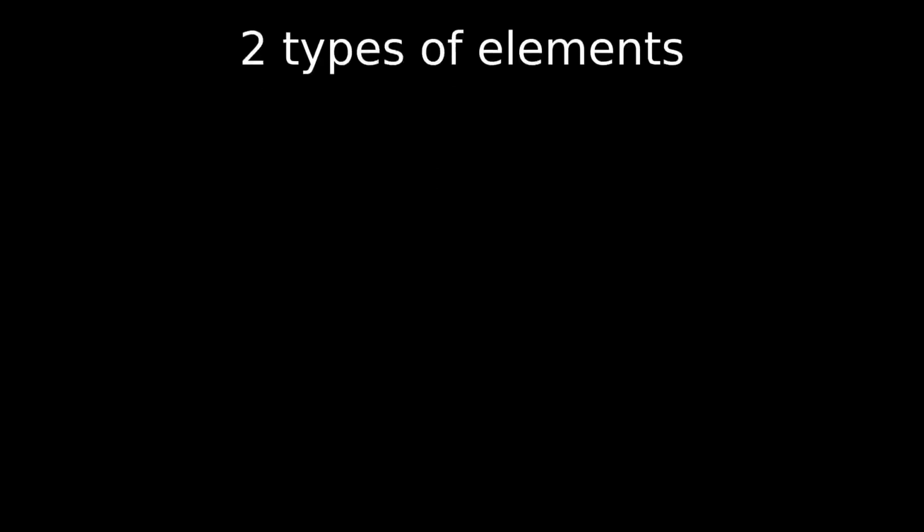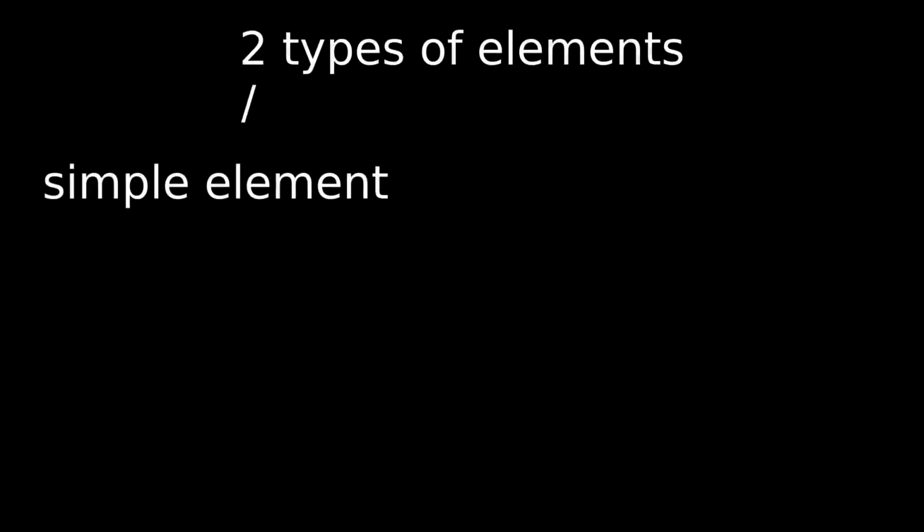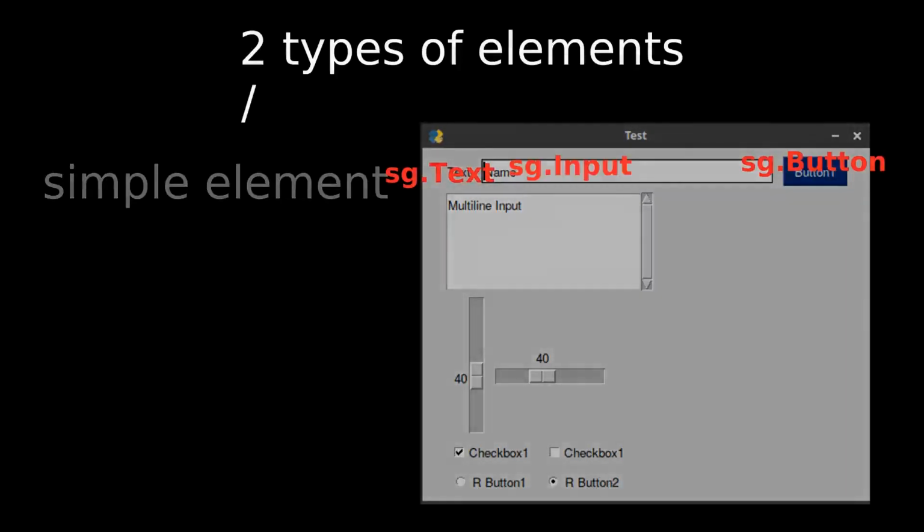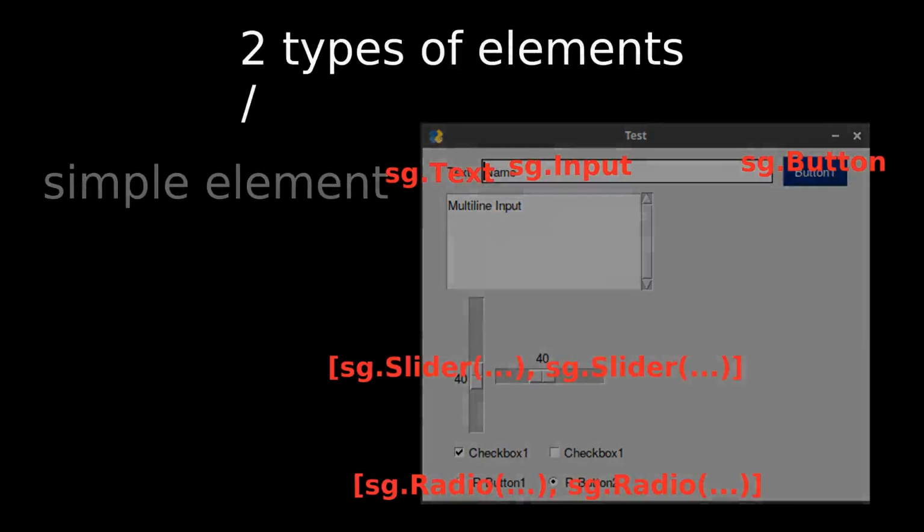The basic building blocks are called elements. In other frameworks, they are called widgets. Essentially, there are two types of elements. First is the simple or core element, or primitive element. This element is actually what contains valuable data. It can be a Boolean value, number, text, picture, whatever. Simple elements are text, button, input, radio or slider. They are all simple elements.